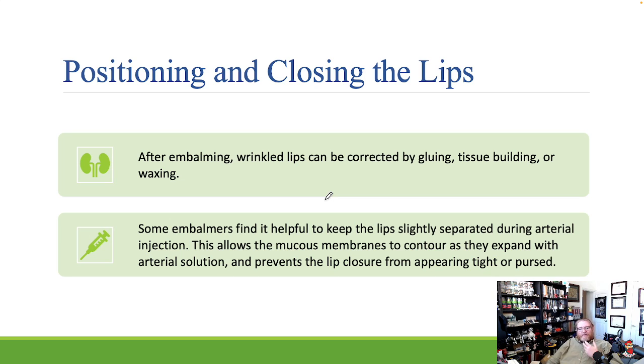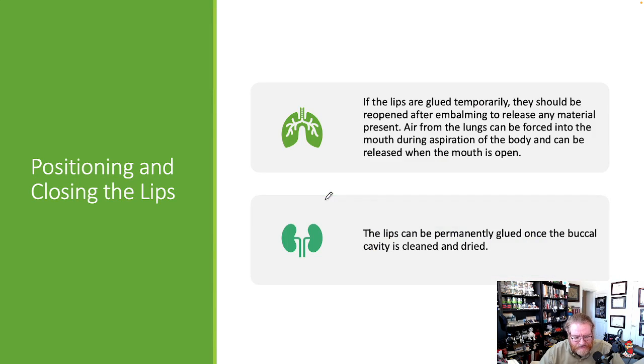This is why you want to be able to correct your lips as you inject, because as they rehydrate, if they quote-unquote are perfect now, they will then start to swell and start to purse together. This is why you want to be able to make corrections. If the lips are glued temporarily, they should be reopened after embalming to release any material present. Air from the lungs can be forced into the mouth during aspiration of the body and can be released when the mouth is open. You can then permanently glue the lips shut.